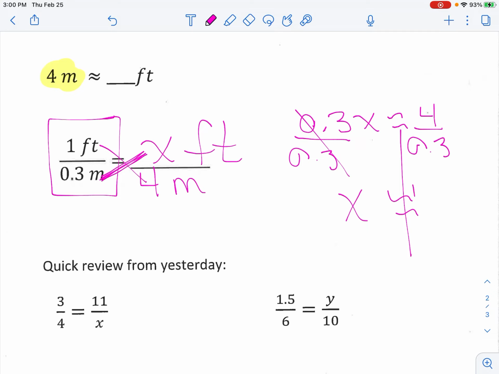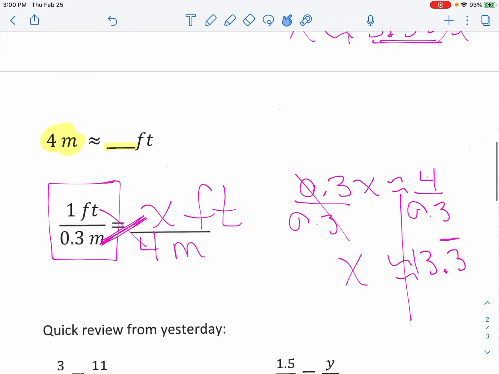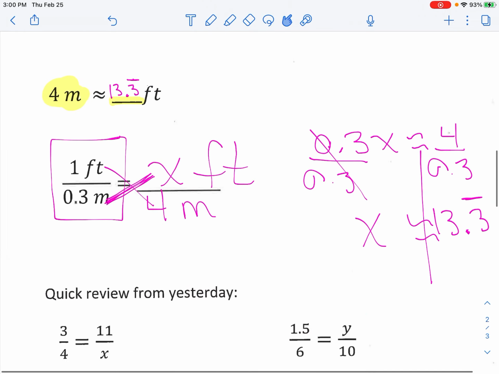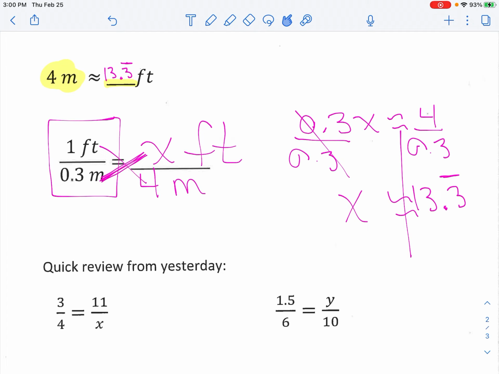Your calculator should say 13.3 repeating. So we're going to put that repeating bar over that 3. I'm going to go back up to my line here where it was asking how many feet, and I'm going to write in 13 and 3/10 repeating. Give you guys a minute to catch up on that one.